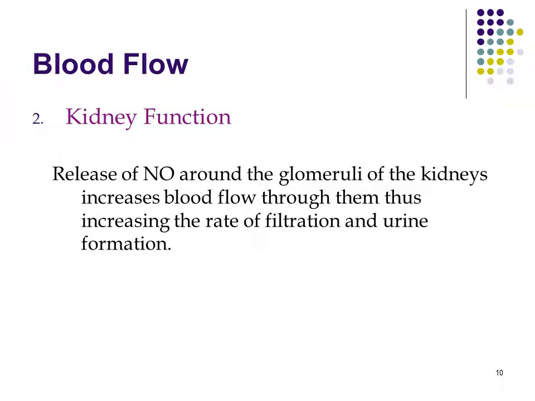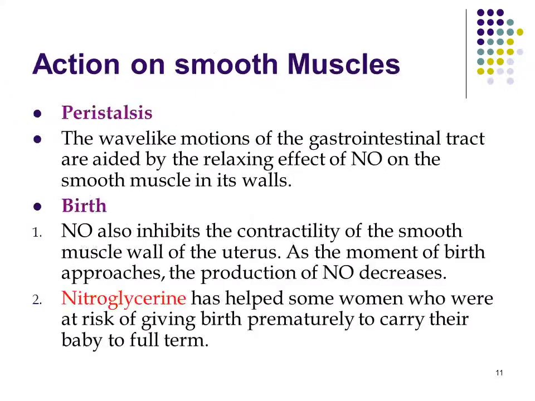Kidney function. Release of nitric oxide around the glomeruli of the kidneys increases blood flow through them, thus increasing the rate of filtration and urine formation. Action on smooth muscle. Peristalsis, the wave-like motion of the gastrointestinal tract, is aided by the relaxing effect of nitric oxide on the smooth muscles in its walls. Birth: nitric oxide also inhibits the contractility of the smooth muscle wall of the uterus.